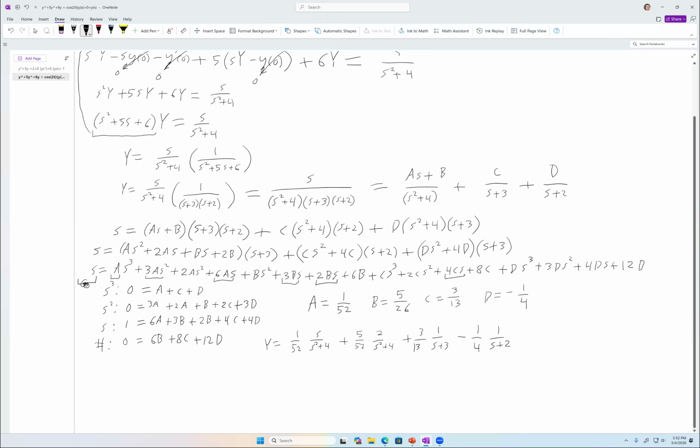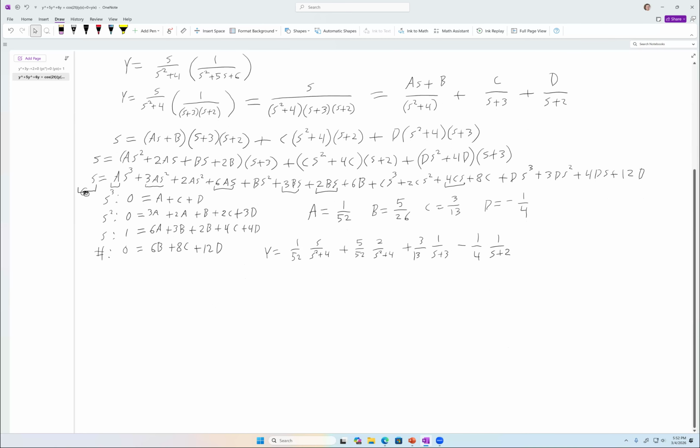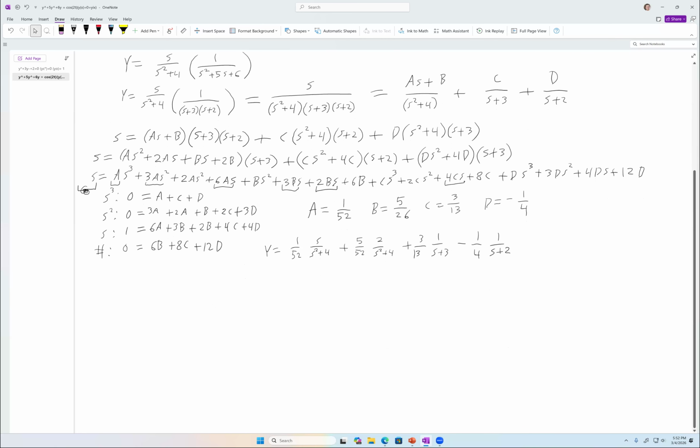And so from here on out, thankfully, we can start to see that the end is near with this blasted ODE. So we're going to look at our table of Laplace transforms, and we'll know that when I take the reverse Laplace transform, we're going to have 1 over 52 times cosine of 2t from this term right here. And we're going to add 5 over 52.